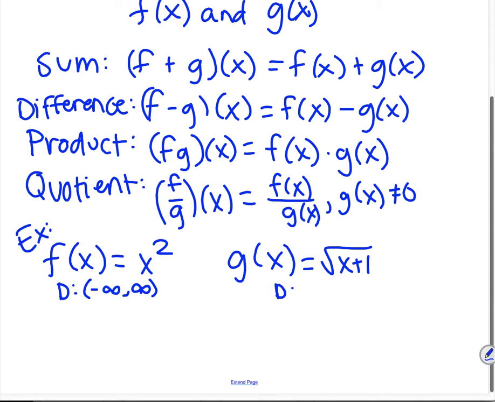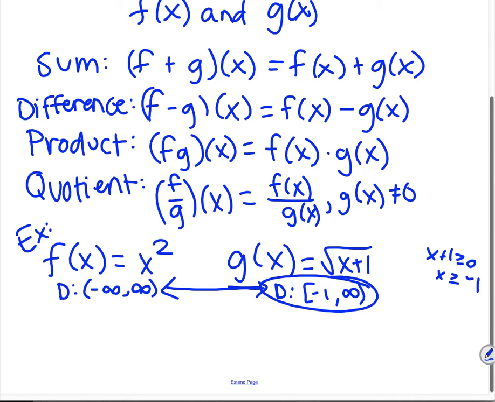The domain of this would be where x plus 1 is greater than or equal to 0, because it can't be negative, so x is greater than or equal to negative 1, which would mean from negative 1 to infinity. That means whatever we add together is only defined on the intersection of these two domains. So wherever they overlap, which would just be the domain of the restricted one.